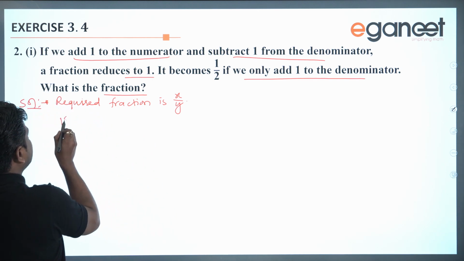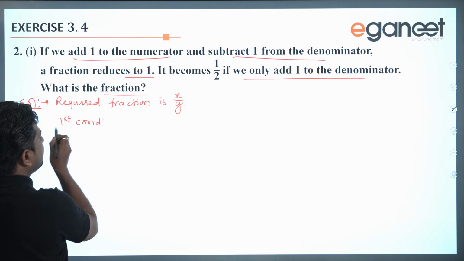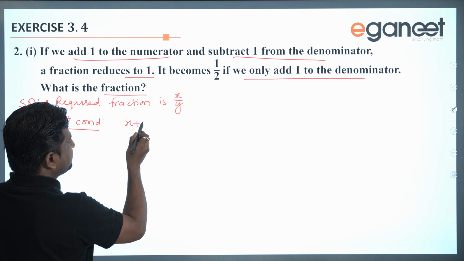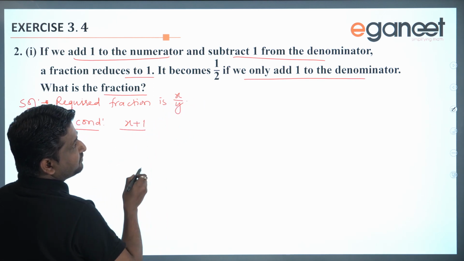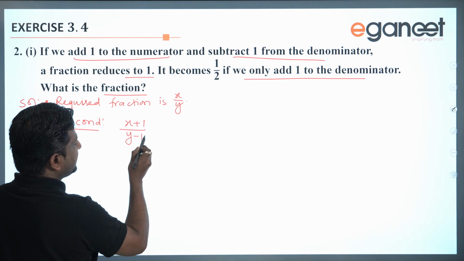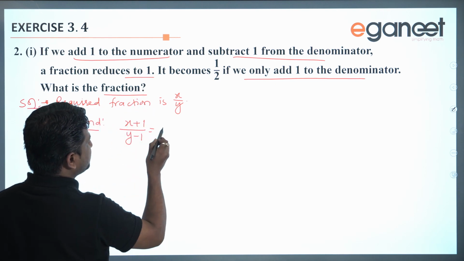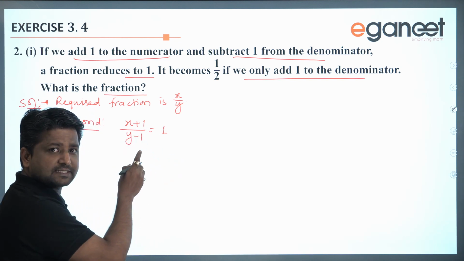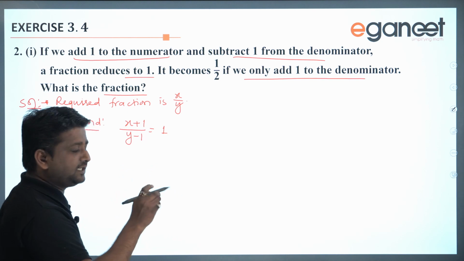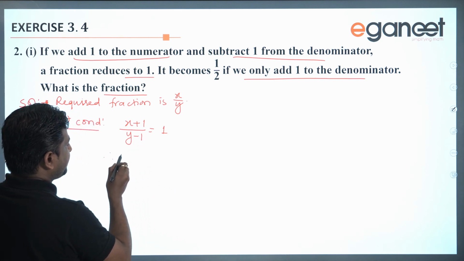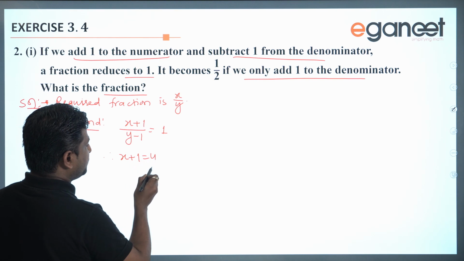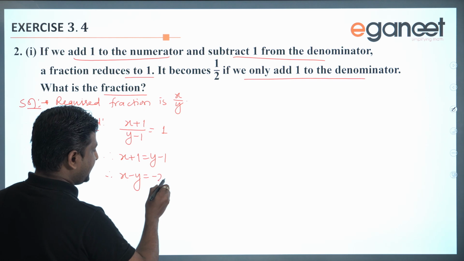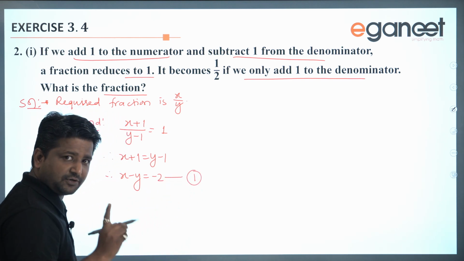Now according to the first condition, we are going to add 1 to the numerator. It means this becomes x plus 1, and subtract 1 from the denominator, so that means y minus 1. And when we do this, the fraction becomes 1. It reduces to 1 means it becomes 1. Right? Now let's convert this condition into an equation in standard form. Let's simplify it. So we'll have x plus 1 equals y minus 1, that is x minus y equals minus 2. This is our first equation.